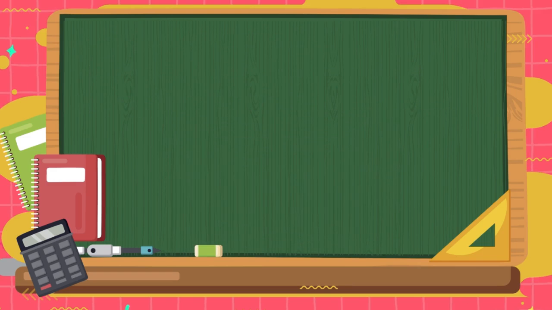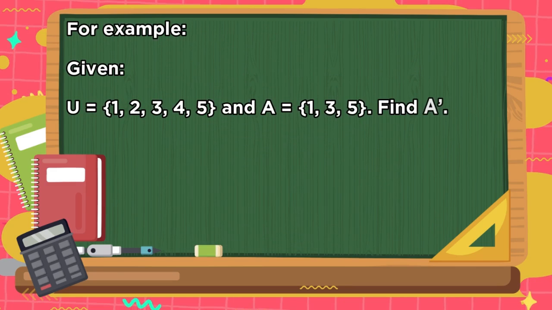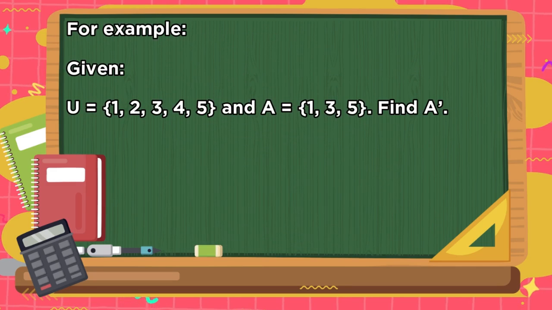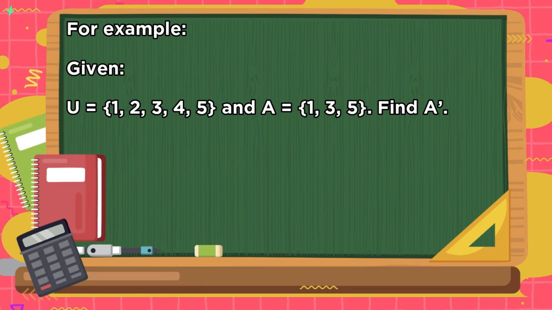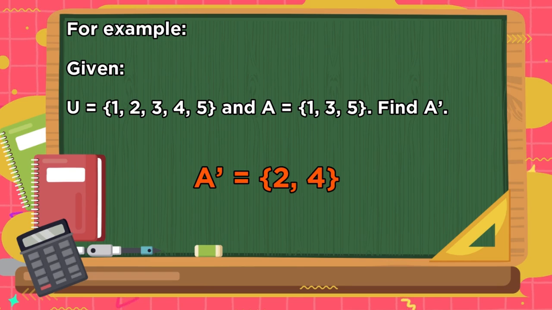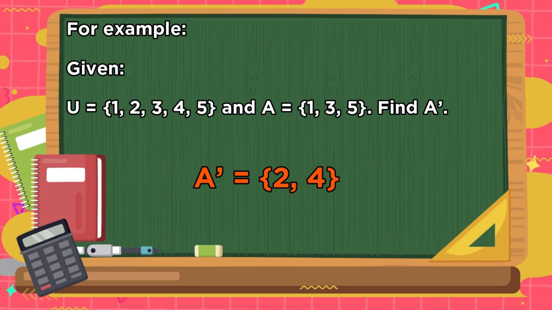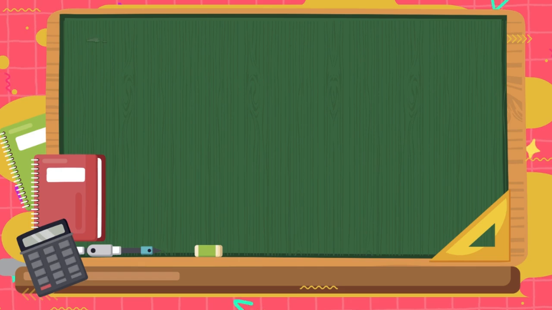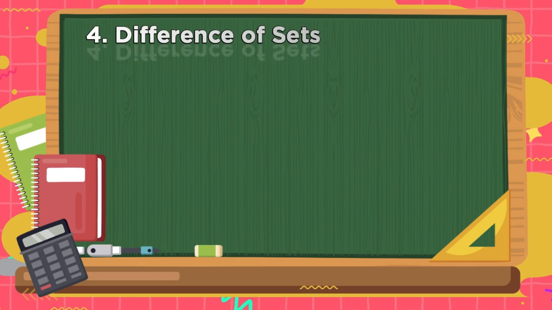So, for example, given the universal set 1, 2, 3, 4, and 5, and set A which contains 1, 3, 5, we will find A complement. Ano yung mga elements na makikita mo sa universal set na wala sa A? Okay, very good. That is 2 and 4. Okay, lastly, we have the difference of sets. What is the difference of sets?